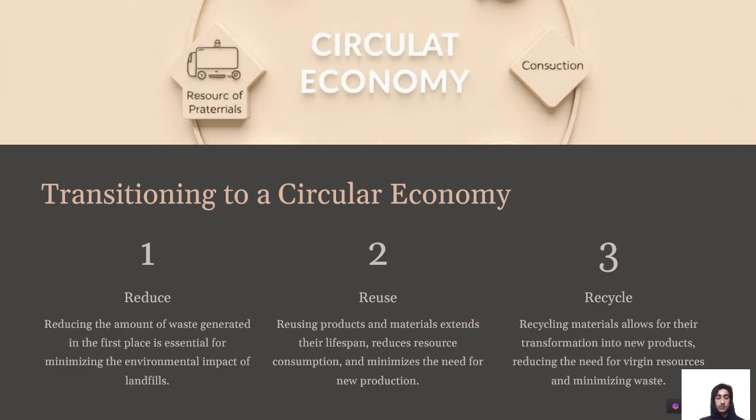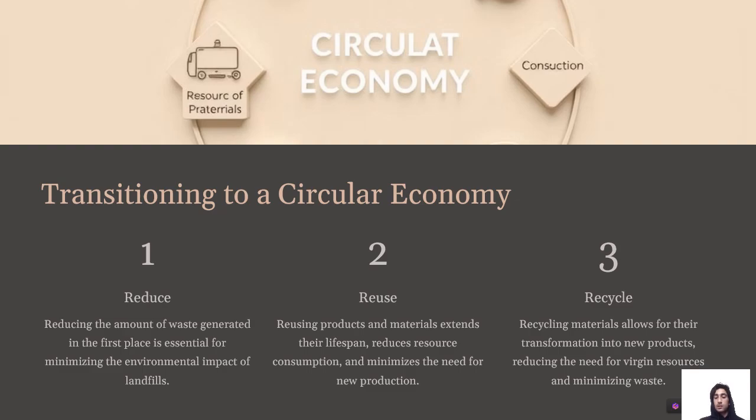So in this slide, we will discuss transitioning to a circular economy that includes the three main steps of waste management, starting from reduce, then moving on to reuse, and then lastly recycle. So what is reducing? Reducing the amount of waste generated in the first place is essential for minimizing the environmental impact of landfills. Moving on to reuse: reusing products and materials extends their lifespan, reduces resource consumption, and minimizes the need for new production.